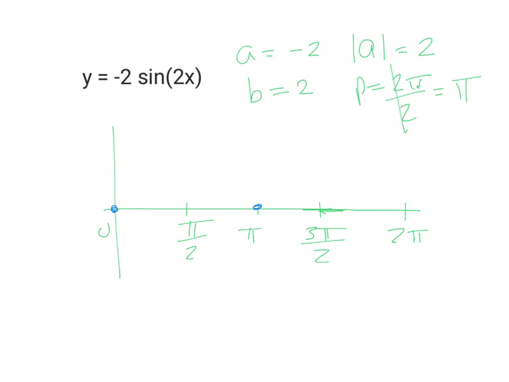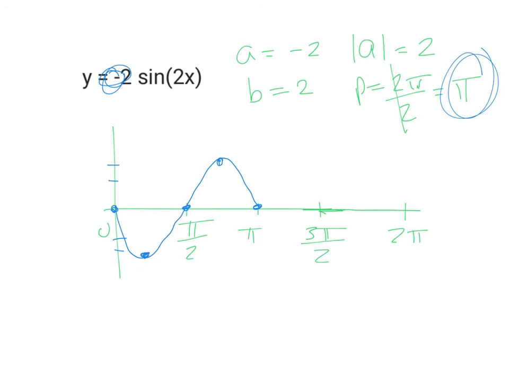So a few things. First off, it's going to go up to 2 and down to negative 2. It's going to start in the downward position because of this negative. So it's going to go down to negative 2, then go to 0 at pi over 2, and then go up to 2. And again, there's one full curve between 0 and pi because my period is simply pi.